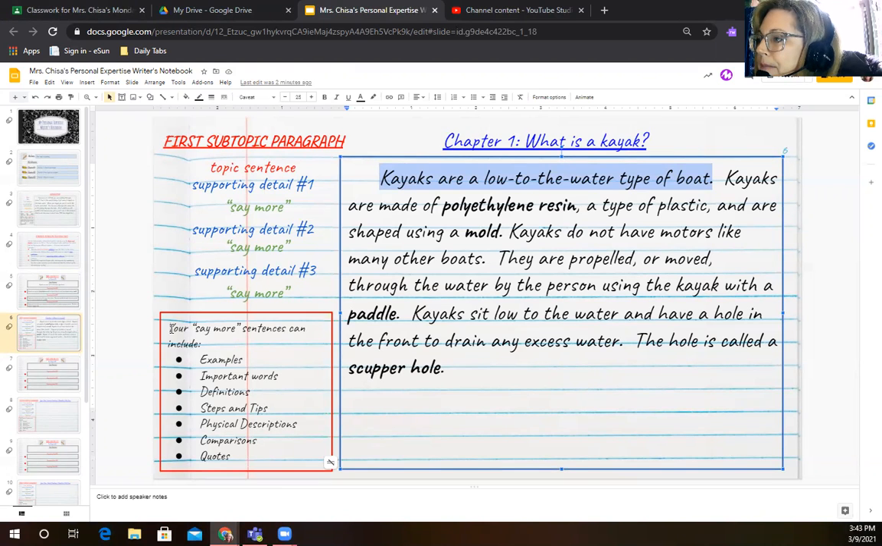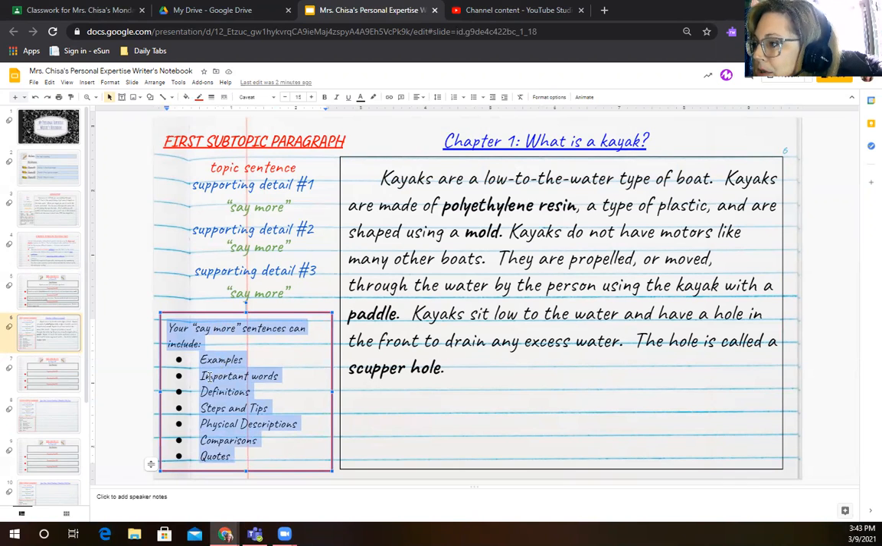And so over here, looking in this box, I did give some examples, right? I put important words in there and I actually made them bold or darker. I did put a few definitions in there. I didn't really have steps and tips yet. I think I'm going to put that in my next chapter. Physical description, I did put that in there.